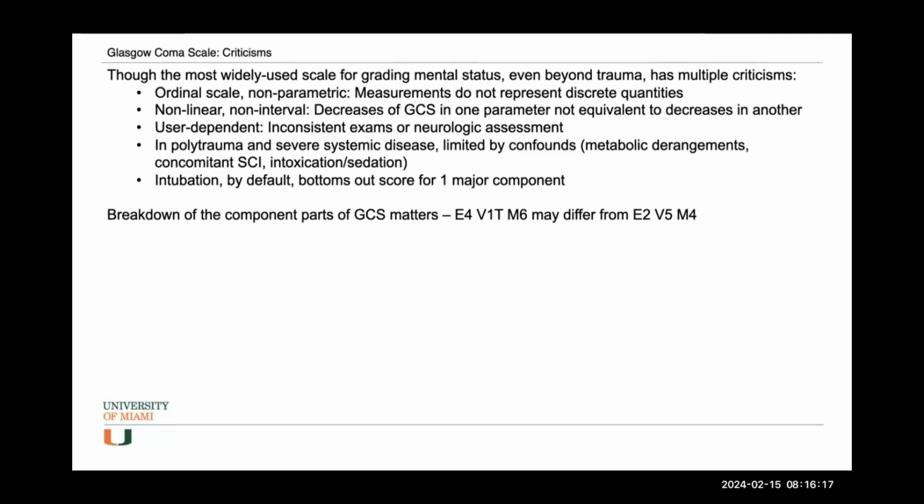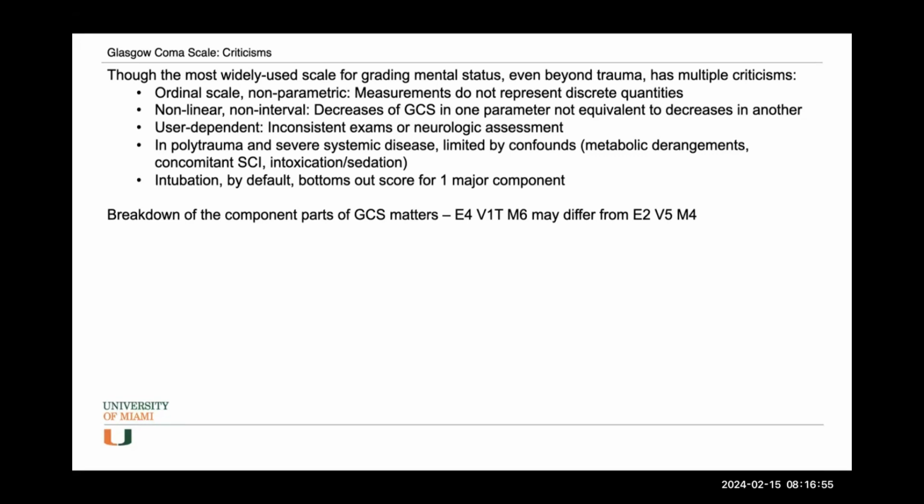And progressively, there's been greater criticism of the use of a GCS score. First of all, it's an ordinal scale and it's non-parametric. So a measurement on the GCS doesn't exactly represent a discrete quantity or hold a value of its own. Similarly, it's non-linear, so a decrease of GCS in one area doesn't necessarily equate to a decrease in another. As some of us have seen, it's very user dependent. Inconsistent exams, poor neurological assessments, or just not understanding how to do a GCS oftentimes lead to misreporting and can lead to delayed triaging of severe traumatic brain injuries.